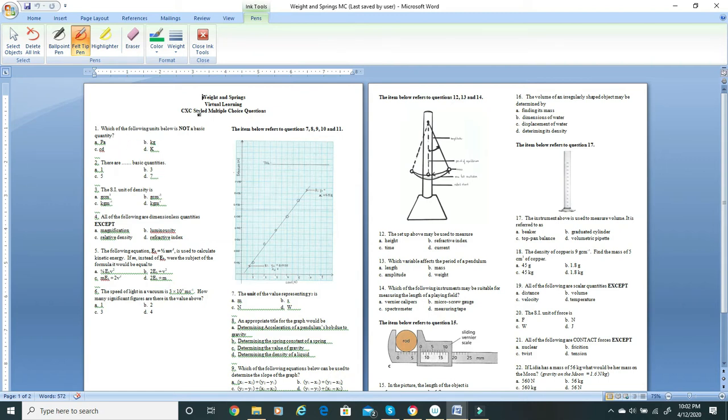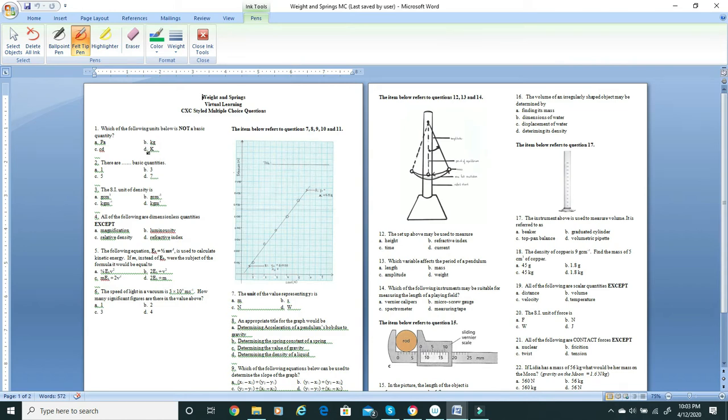Which of the following units below is not a basic quantity? So we have options A, Pascal, B, kilogram, C, candela, and D, we have K for kilo. Right? So which one do you think it is? Well, we could cross off B, because B is a basic quantity. It says which one is not a basic quantity.